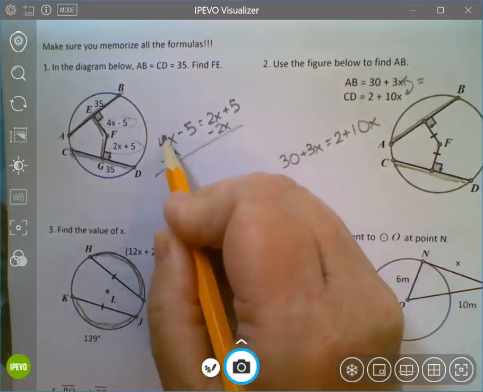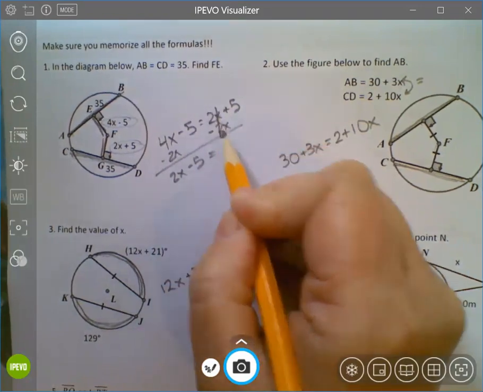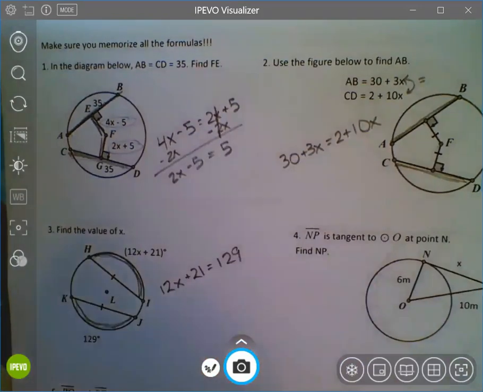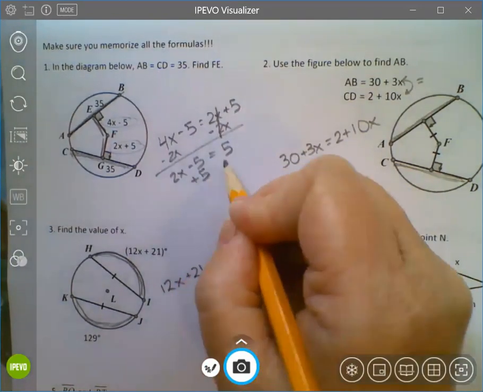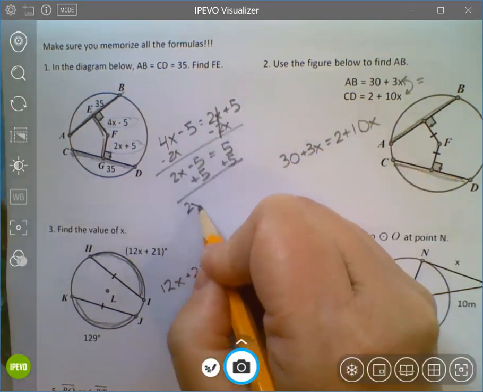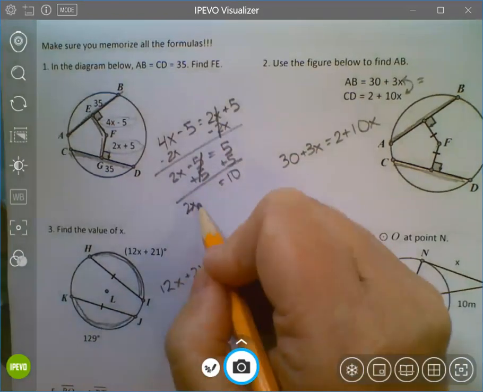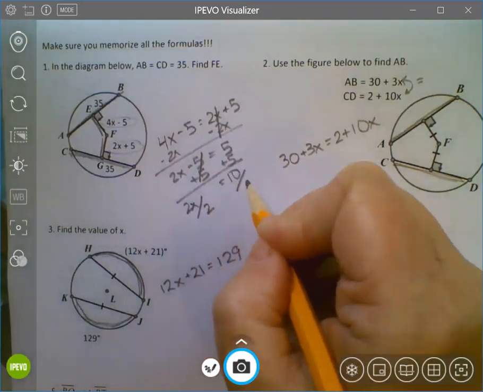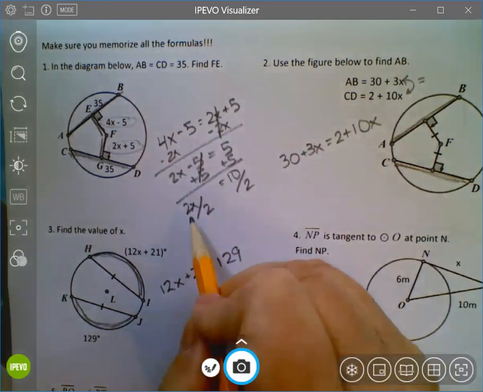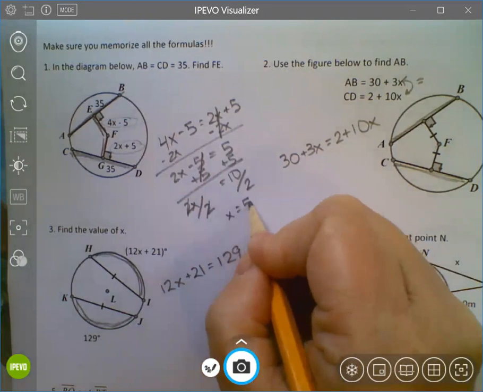That keeps my x's positive, so this gives me 2x minus 5 equals, this cancels, equals 5. Then I'm going to add 5 to both sides, so I want to get the numbers to the other side. So 2x now equals 10. And then my last step is almost always going to be to divide by whatever is with my x. So I divide by 2. That gives me x equal to 5.